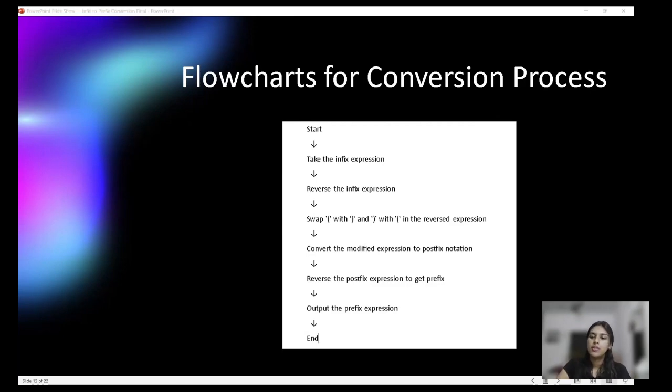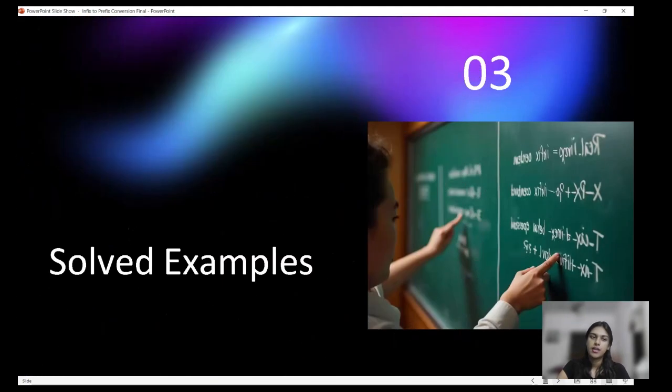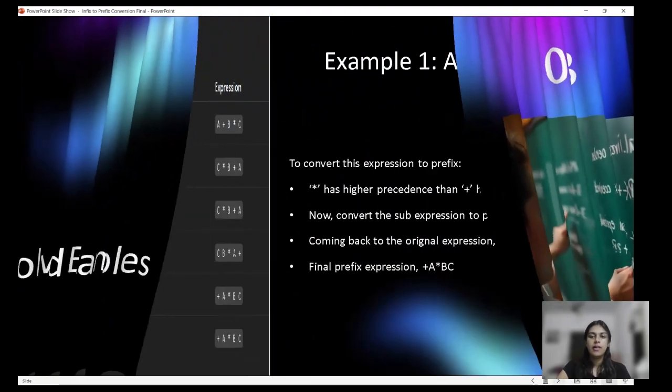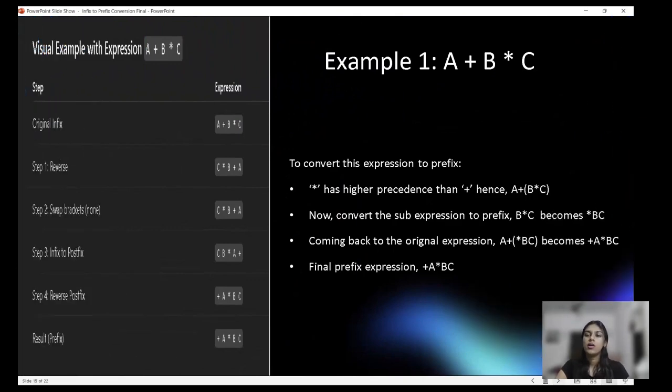Now we will see some solved examples of converting an infix notation to a prefix notation. The first example is A plus B into C. We take this infix notation and see which has the higher precedence. According to our operator precedence and associativity table, the multiplication operator has a higher precedence than the addition. Hence, we first group B and C.